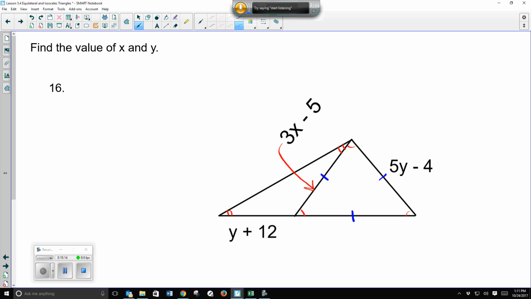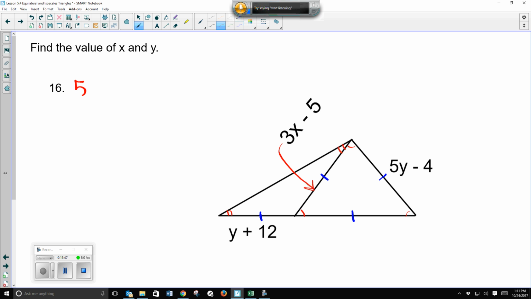An isosceles, because the base angles are congruent. And that means this side is congruent to this side, not the base. This side is congruent to this side, and I can put one mark there, because if they're congruent to each other and this one's congruent to these two, then all four sides are congruent to each other. Which means, by the transitive property, these two are congruent.